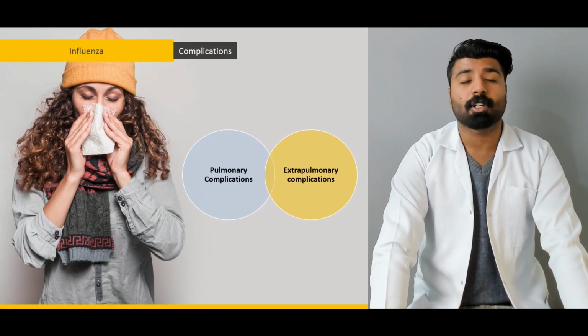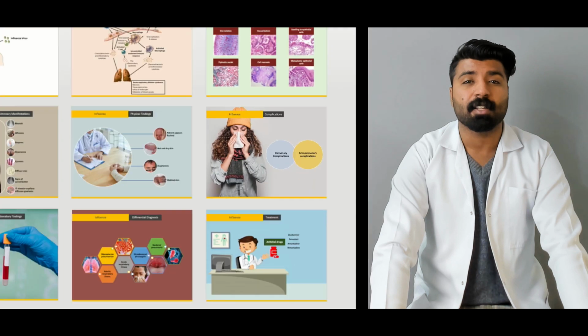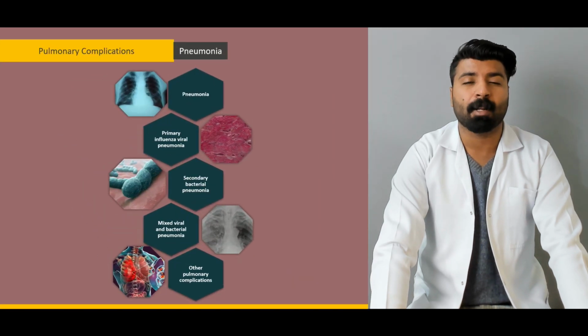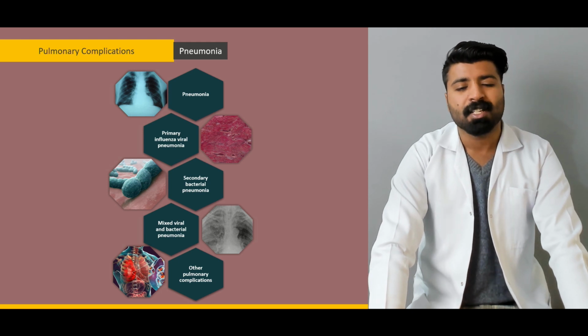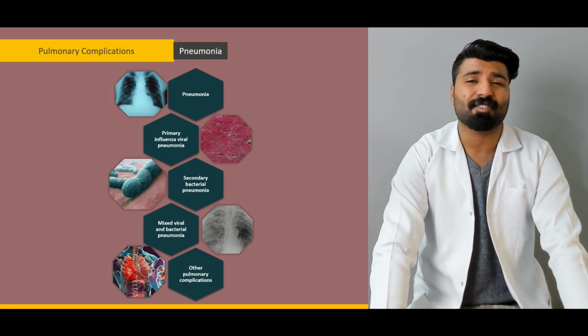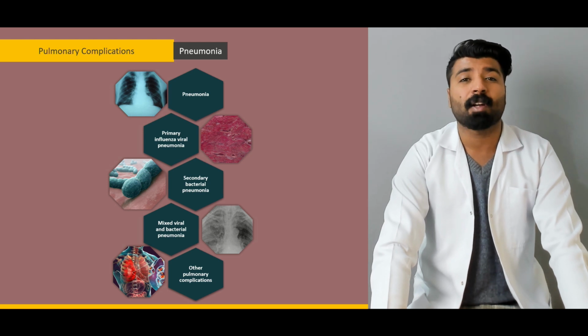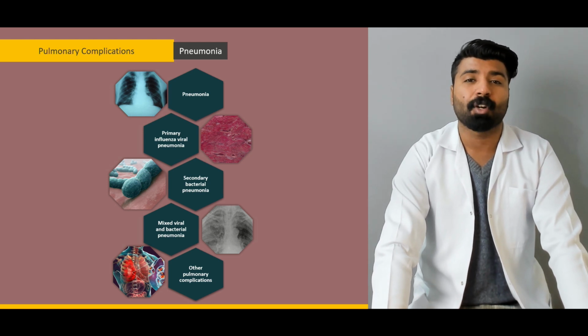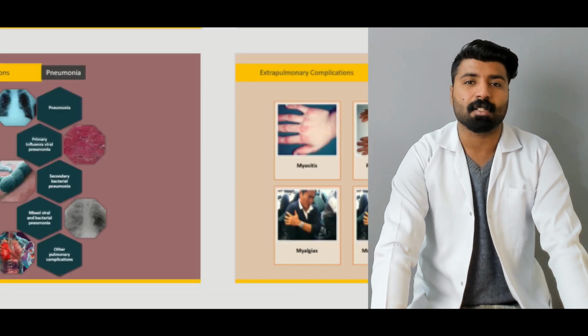Next, we're going to talk about the complications influenza contains. Those complications can be pulmonary complications and extrapulmonary complications. For the pulmonary complications, we're going to talk about how pneumonia comes into play and what those pneumonias are: primary viral pneumonia, secondary bacterial pneumonia, mixed viral and bacterial pneumonia, and other pulmonary complications. We're going to talk about what these pneumonias are and what their further consequences are.